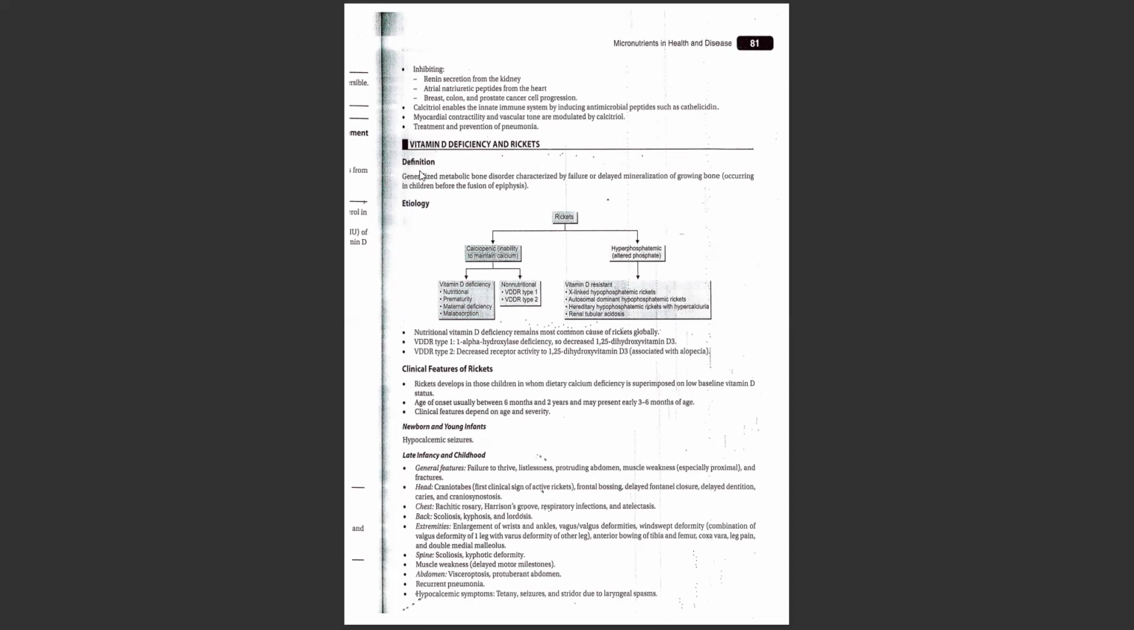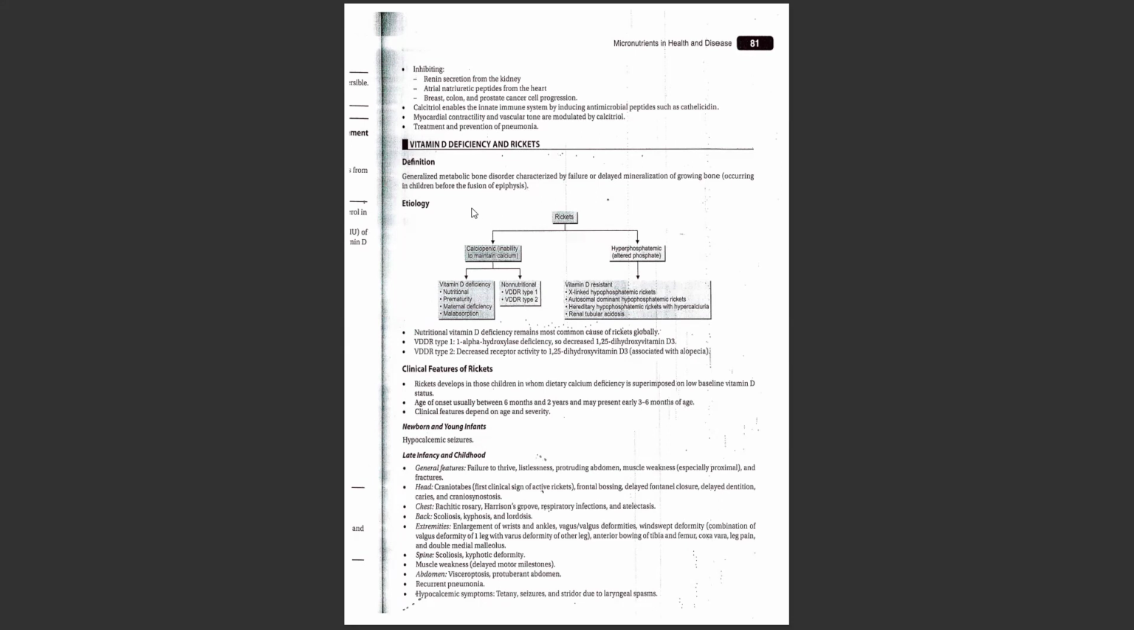Definition of rickets: a generalized metabolic bone disorder characterized by failure or delayed mineralization of the growing bone, occurring in children before the fusion of the epiphysis. If the delayed mineralization of bone happens after the fusion of the epiphysis in the adult, that is called osteomalacia, that is softening of the bone. Here, before the fusion of the epiphysis in children, there will be delayed mineralization of growing bone, which results in rickets.